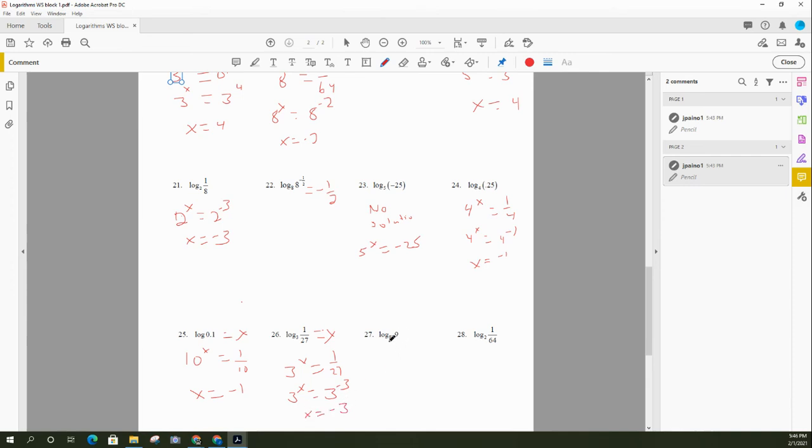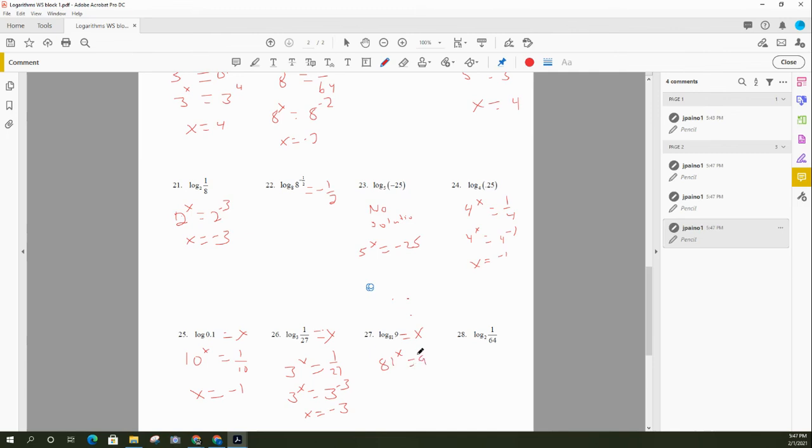And then this is a good one here. I like this one. Okay, so it's 81 to the what power equals, that looks like a 4. It's an x. 81 to the x equals 9.